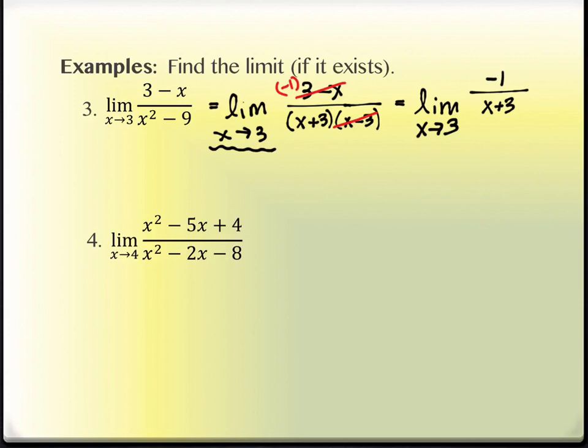Have a negative 1 on top, have an x plus 3 on bottom. And can I put the 3 in for x now? I can. It won't give me a 0 in the denominator any longer. So now I actually can. I can put the negative 1 on top. I can put 3 plus 3 then on bottom, and I get a grand total of negative 1/6.